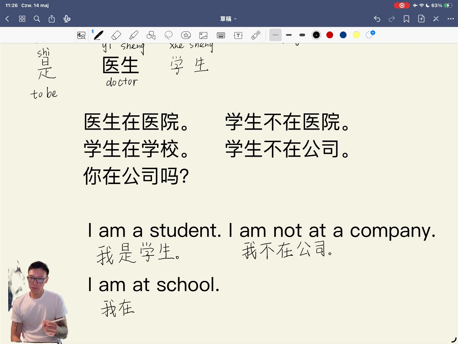Do you still remember how to say school? 学校. So first let's write 学. And then we have 校. Okay. 我在学校. I'm at school.